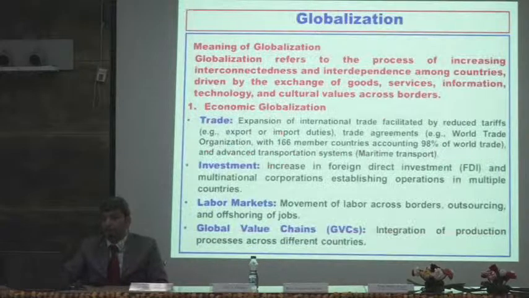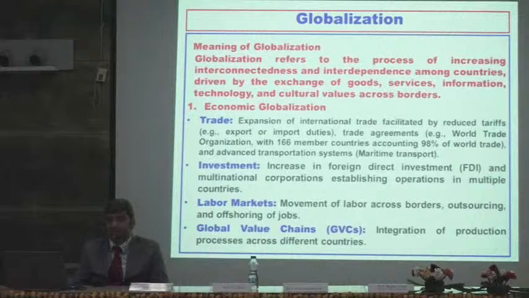So first we would like to define globalization. Globalization refers to the process of increasing interconnectedness and interdependence among countries. This is among countries rather than two or three countries. This is a large scale process.